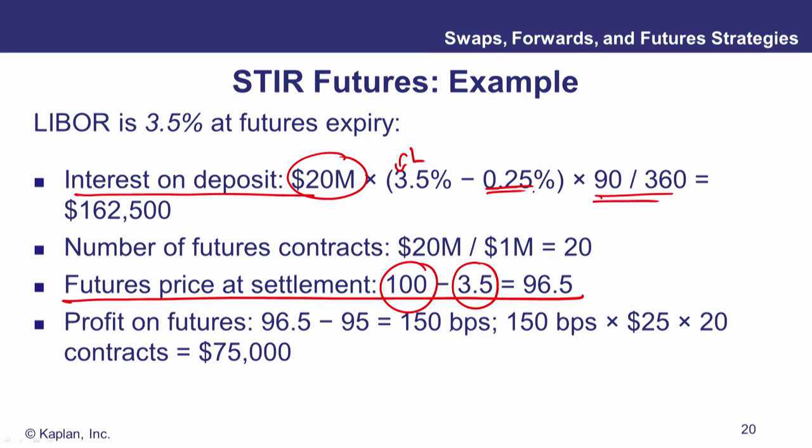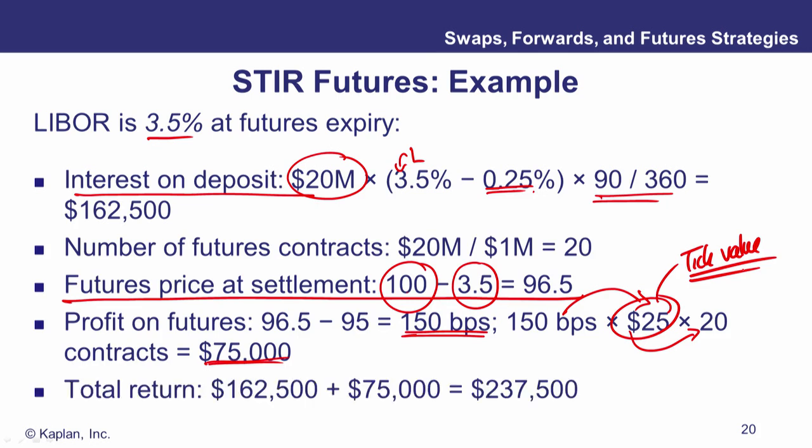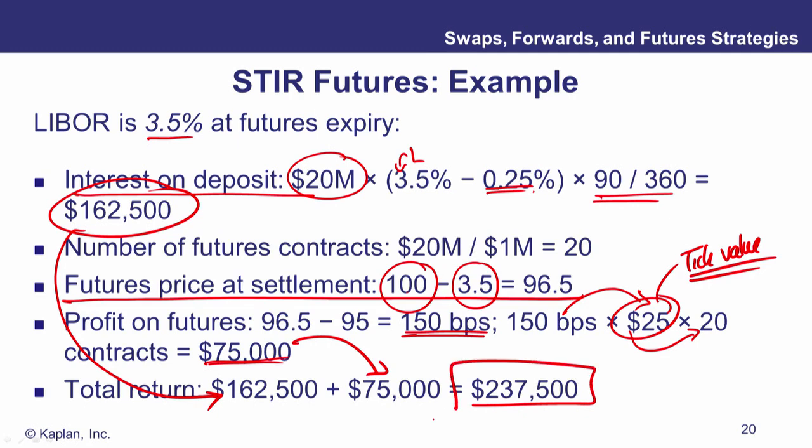So we've made here 150 basis points, haven't we? If we essentially sold rates by buying the STIR at 5% and LIBOR evolved to be 3.5, we've made 150 basis points. Each basis point is worth $25, and we got involved in 20 contracts. So scale that up, we'll find profit here of $75,000. Don't forget the tick value that we derived earlier. Each basis point is worth $25, and we did get involved in 20 contracts earlier on. So that's our P&L from the STIR. So our total income, if you like, is 162 from the deposit, 75 profits from the STIR, and there it is. That's the number we first thought of.